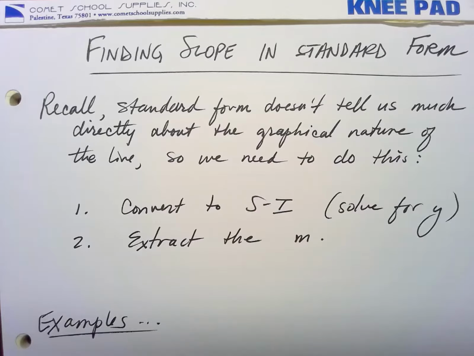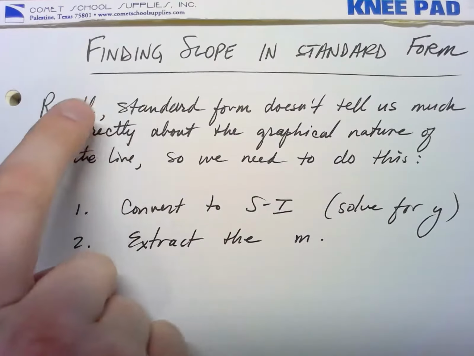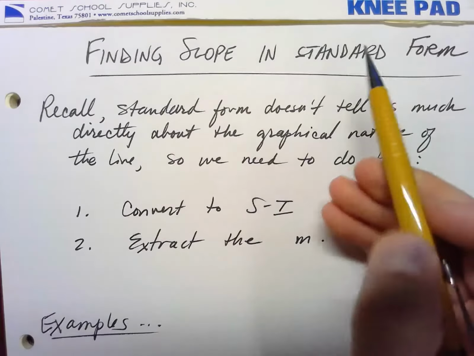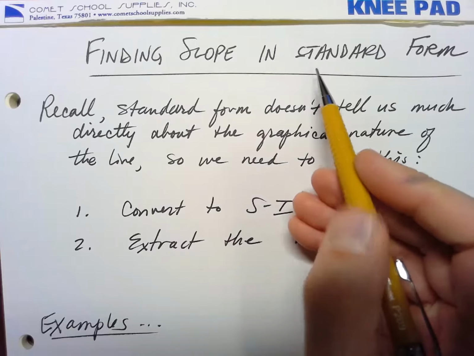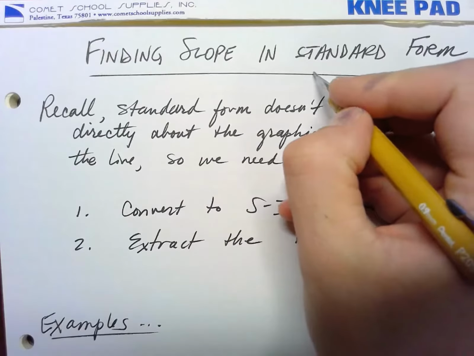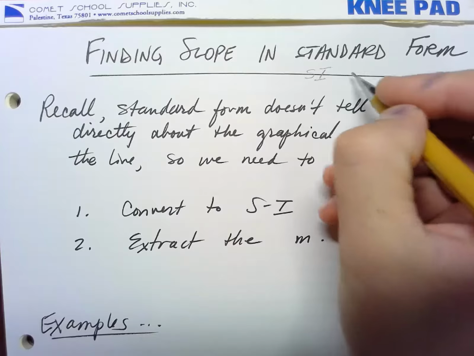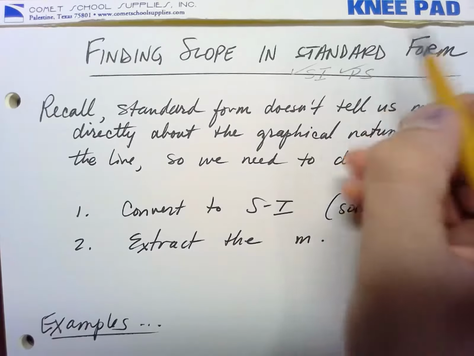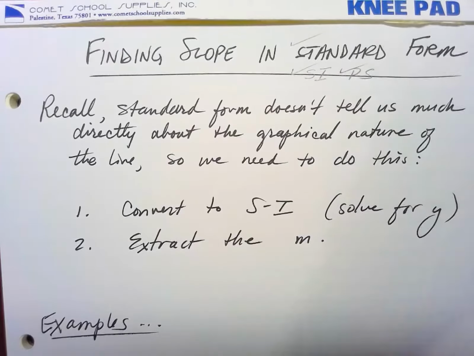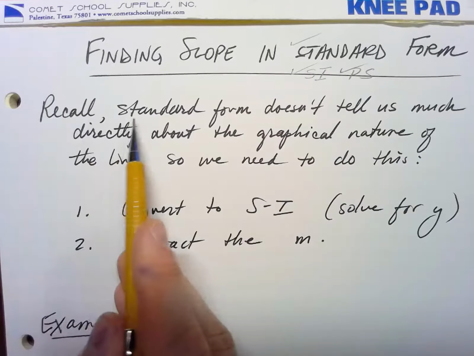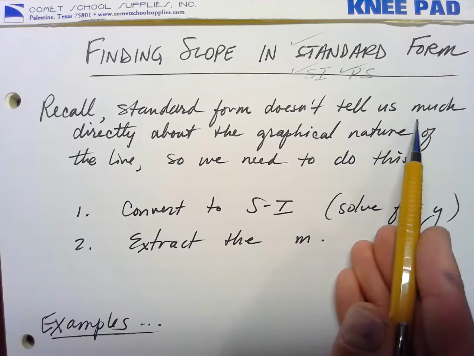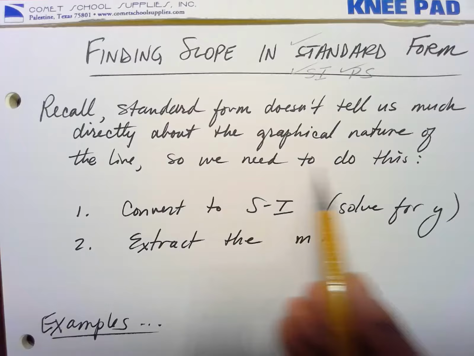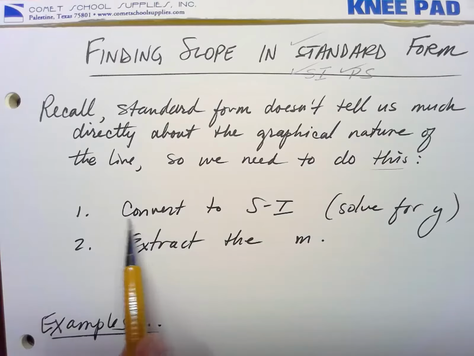The next thing we're going to do with lines is to find the slope when we're given standard form. This is different because we've been doing slope-intercept and point slope, and just to remind you, the abbreviations that I use are SI and PS. We've already been doing those, and now we're going to check off standard form also. But recall that standard form doesn't tell us much directly about the graphical nature of the line, so we need to convert it.